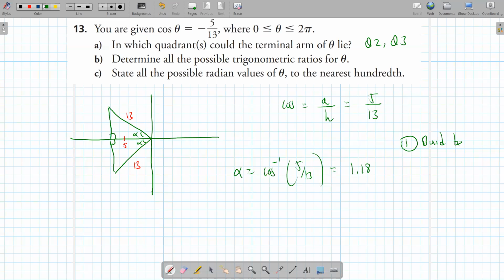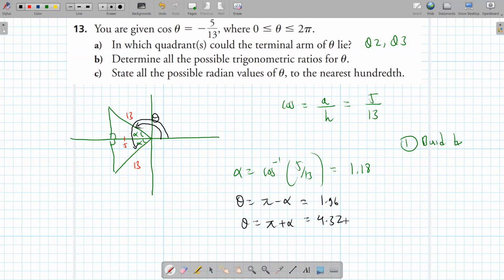So that means our principal angle, you see this one right here in quadrant 2? Theta is going to be pi minus alpha. And our principal angle in quadrant 3 is going to be pi plus alpha. So it's going to be pi minus 1.18. For the first one, it's 1.96. For the other one, it's pi plus 1.18. It's going to be 4.32.